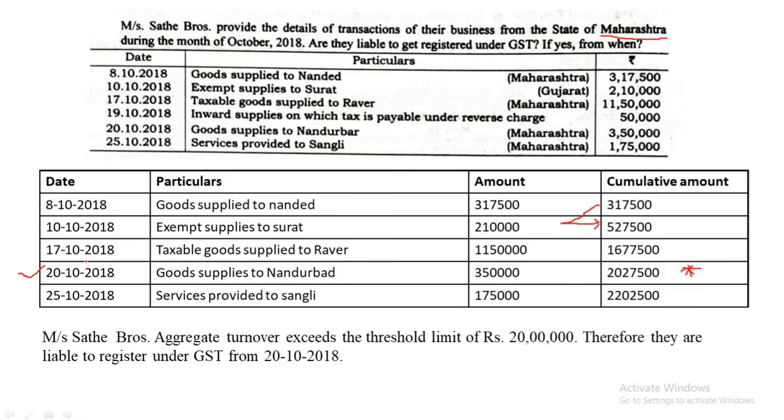Okay, just the date when it goes beyond, the date where it has exceeded the threshold limit, that date becomes the date on which he has to register under GST. Secondly, that is the date on which his threshold limit has been surpassed. Okay, this is it. This is all you'll have to do in order to solve a sum based on registration under GST.